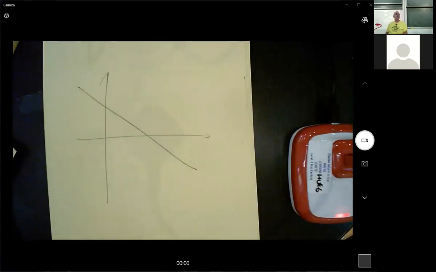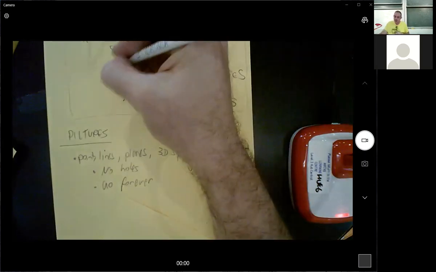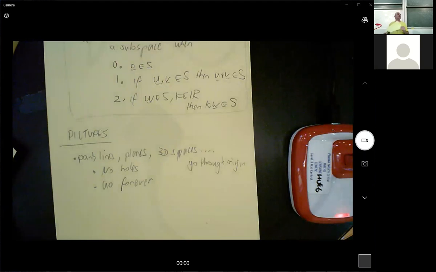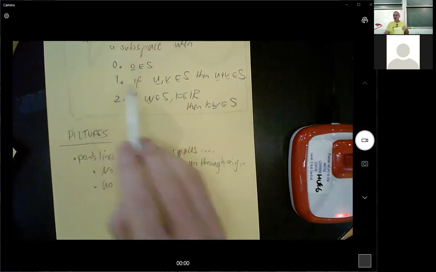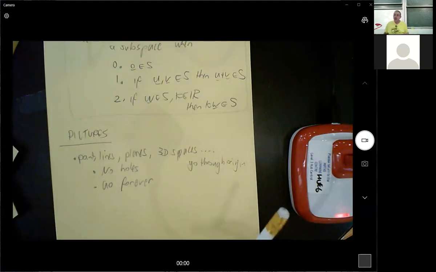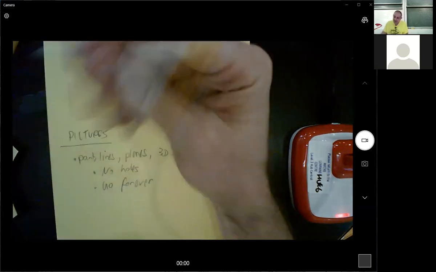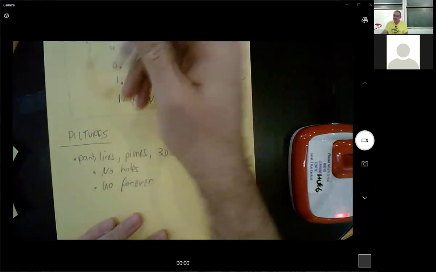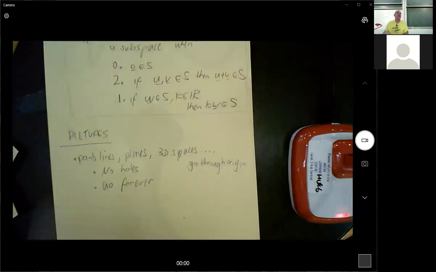Let me show you. Here's a line that's not through the origin. It doesn't contain the origin, so it breaks rule number 0. I normally call this rule 0 and rule 1 and rule 2. Oh, I normally write them in the opposite order too. This is rule number 1 because it only has one vector, and this is rule number 2 because it has 2 vectors.